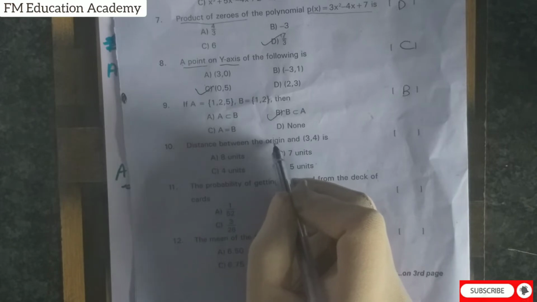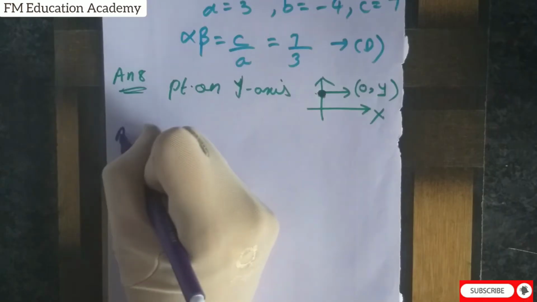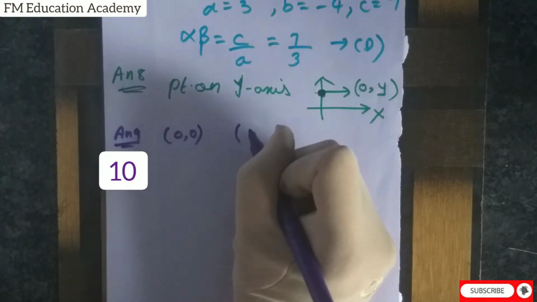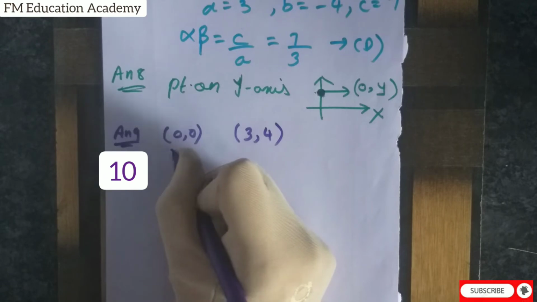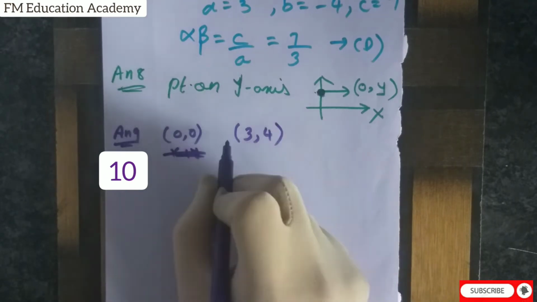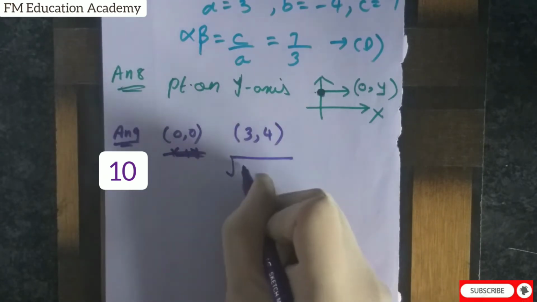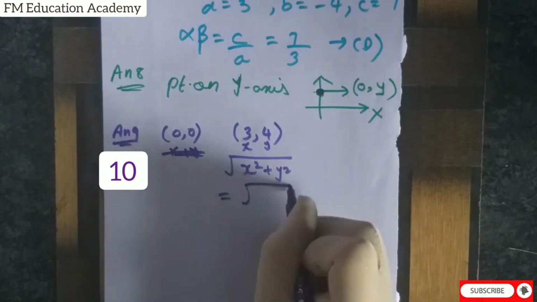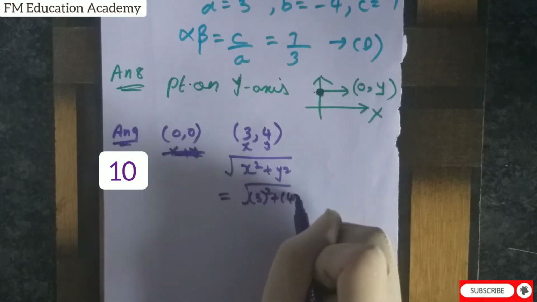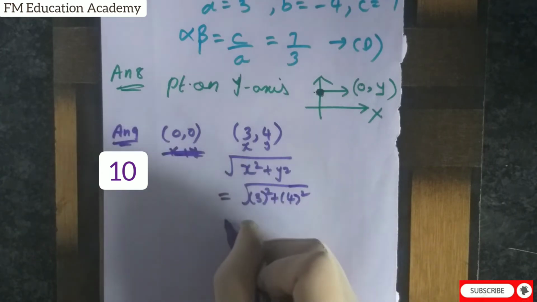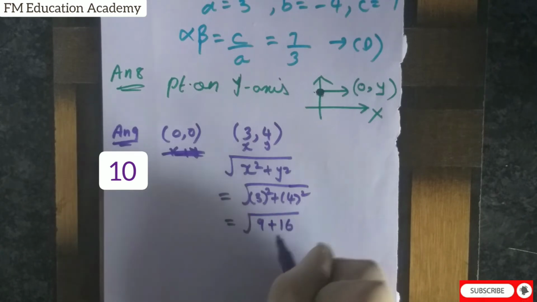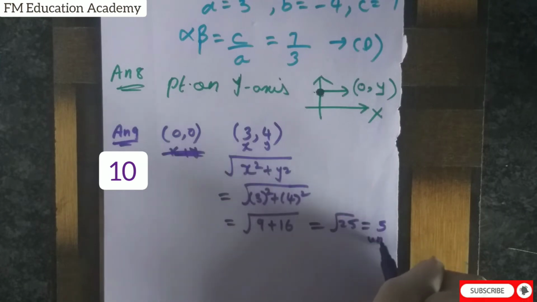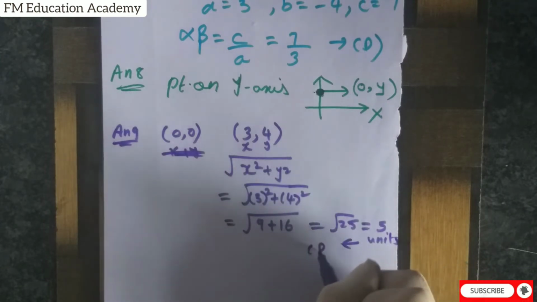10th question, distance between the origin and 3, 4 is. We know origin is given by 0, 0. So I have to find out distance between 0, 0 and 3, 4. The formula to find out distance between origin and a point will always be root of x square plus y square. And here x will be 3 and y will be 4. So root of 3 square plus 4 square. 3 square is 9, 4 square is 16. So root 16 plus 9 will give me root 25. So my answer is 5 units. That is nothing but option D.